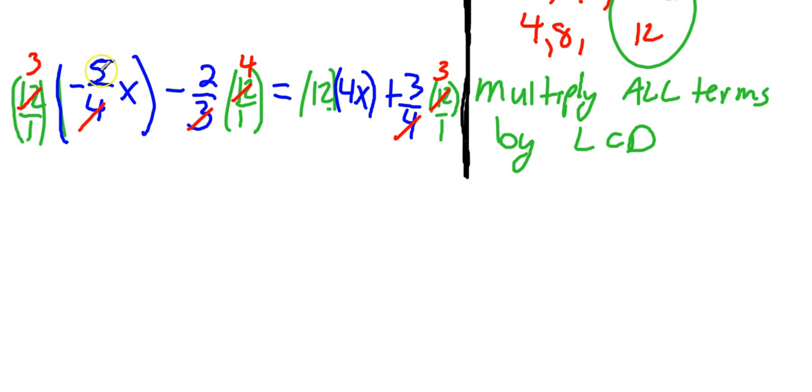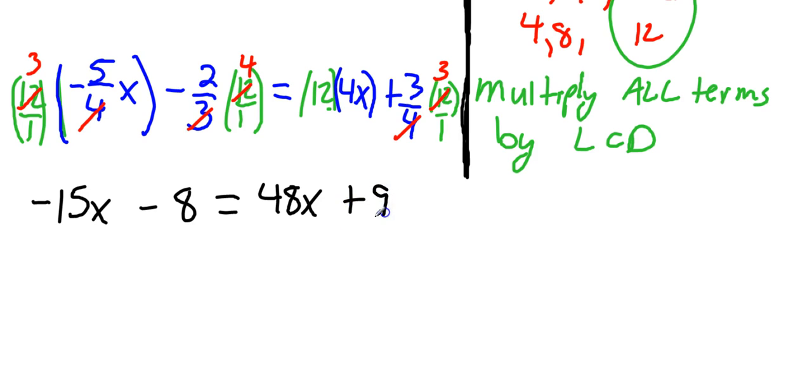Multiply it together. You've got 3 times negative 5. That is negative 15x. You've got a negative 2 times 4 for negative 8. 12 times 4x is a 48x. 3 times 3 is 9. And now you've got something that is nowhere near as complicated as what we had because it's all whole numbers. And with all whole numbers, most everybody's happy.